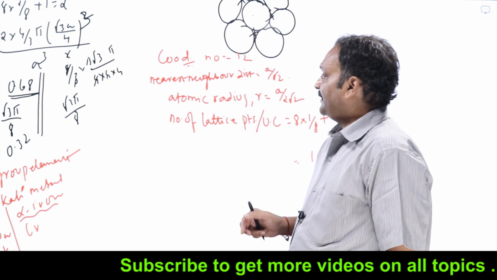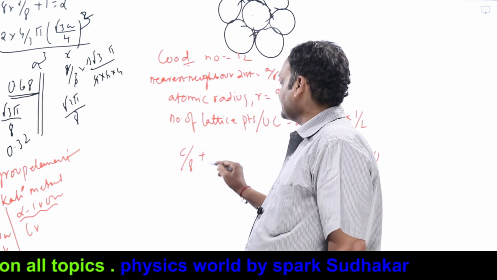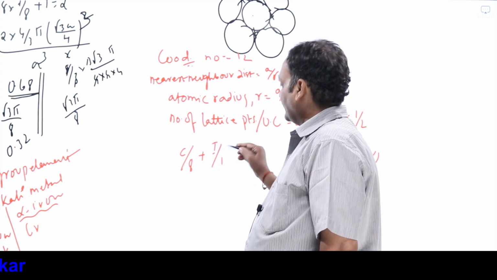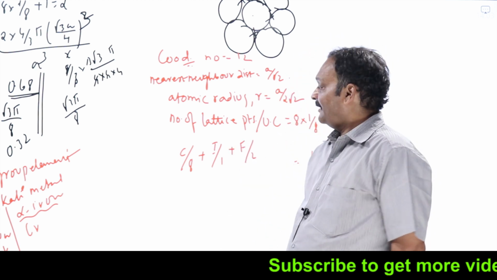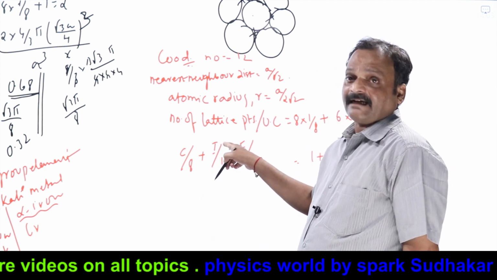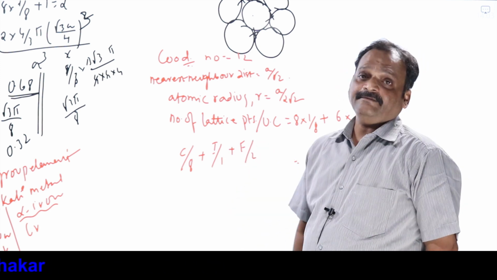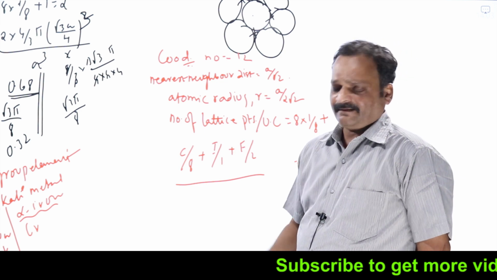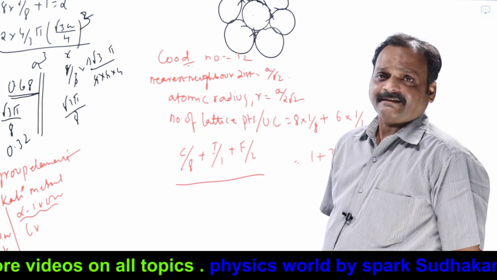Usually from corner atoms, write like this: C by 8 plus I by 1, or I by 1 plus F by 2. You take it like this. Remember this. From corner atoms, effectively only 1 by 8 will come. From body center I, effectively 1 atom will come. From face-centered atom, effectively only half atom will come. Remember this formula for easy remembering. Otherwise, if you know the concept, you don't need all the shortcut formulas.